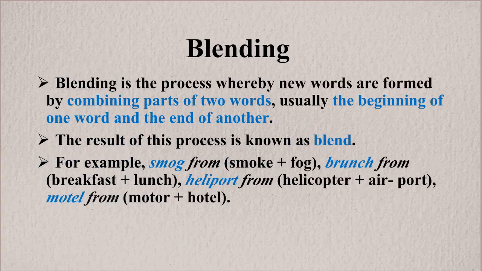Up next is blending. It is the process whereby new words are formed by combining parts of 2 words, usually the beginning of one word and the end of another. In other words, we need the parts of 2 different words to make a new word. The result of this process is known as a blend. Meaning the newly formed word is known as a blend word.